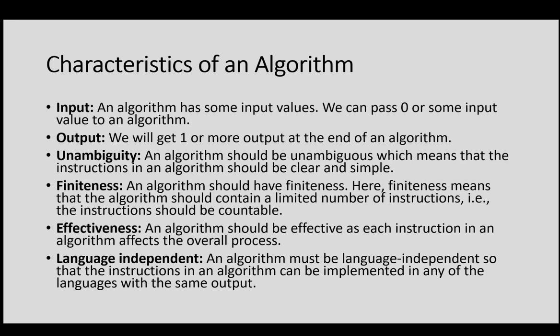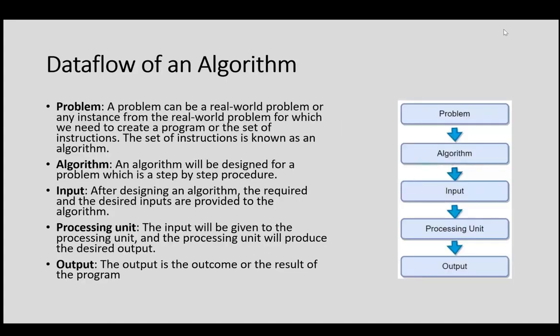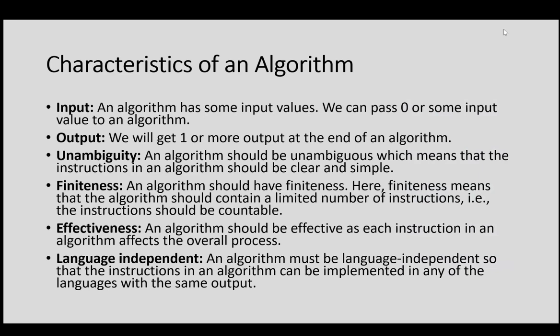So the first thing is input. An algorithm has some input values, because the algorithm will be performing on these input values. We can pass 0 or some input values to an algorithm. Then output, one more characteristic: input will give you an output. We will get one or more outputs at the end of an algorithm.